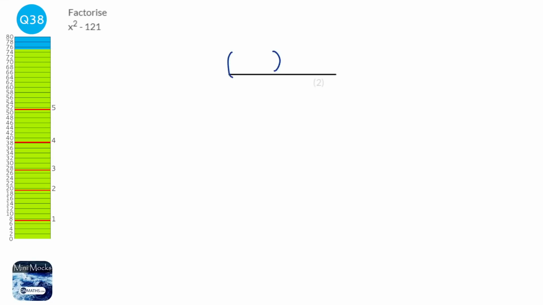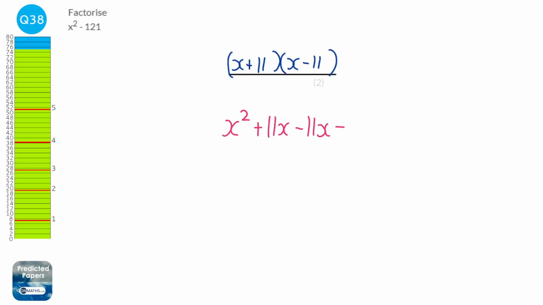What you do is you put down two sets of brackets, and you square root the first term, well, that's just going to be x, and you put the positive and negative versions of the square root. So we're going to square root 121, which is 11, so we're going to put plus 11 and minus 11, and that's it. Now, when we expand that, and we're just going to quickly expand that now to have a look, it's going to be x squared plus 11x minus 11x minus 121, and notice that the two x terms cancel each other out, which is why we don't have the x terms.